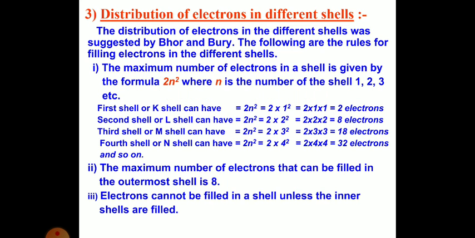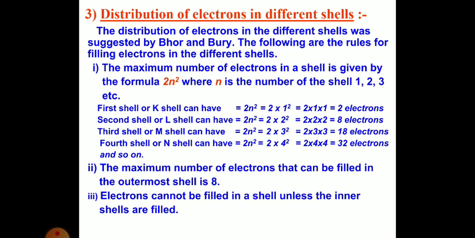Now, distribution of electrons in different shells. The distribution of electrons in the different shells was suggested by Bohr and Bury. The following are the rules for filling electrons in the different shells. The maximum number of electrons in a shell is given by the formula 2n square, where n is the number of the shell, that is 1, 2, 3, 4, etc.